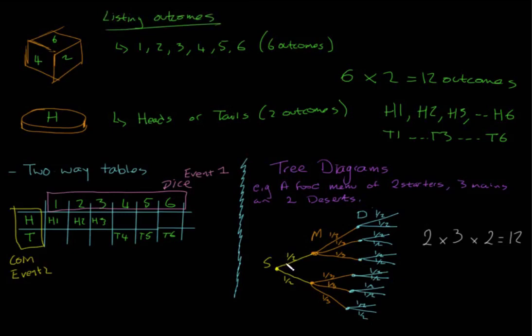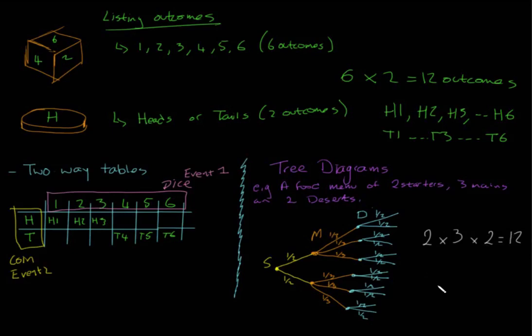So say if I got the soup, I could get the soup, the steak, and the brownie. Or I could get the soup, the steak, and what should we say, the apple pie. Or I could have gone for the salad and the steak and the brownie. So you've got 2 options with your starter, 3 options with your main course, and 2 options with your dessert. So you have a total of 12 possible outcomes here within this menu.